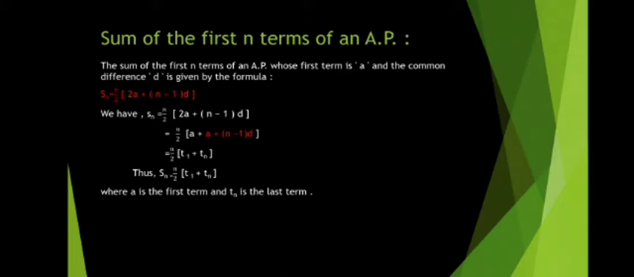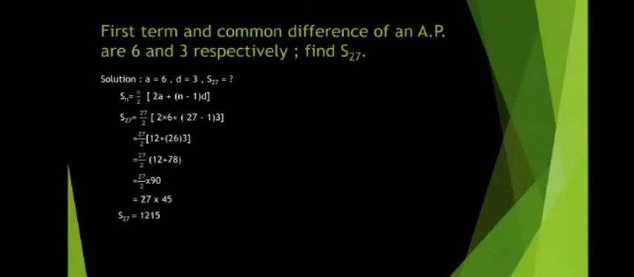So what we'll write in place of this is Tn. So we get n/2 [T1 + Tn]. So the other formula for Sn is n/2 [T1 + Tn], where a is the first term and Tn is the last term. In this first question, the first term and the common difference of the AP are given to us, that is 6 and 3. We have to find the sum of 27 terms.